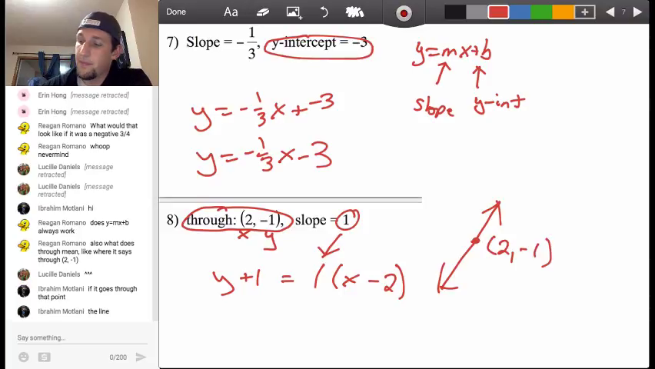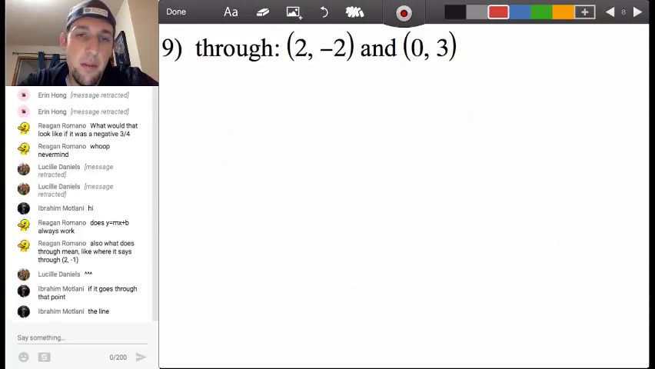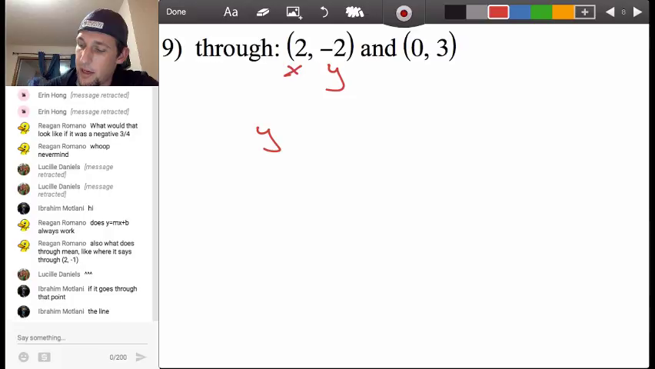Last one, and probably the hardest one of the bunch. It's the same idea as the last one, except you're not given slope. So the problem is, you can kind of start going through your process. You can be like, all right, I need a y here. I need an x here.